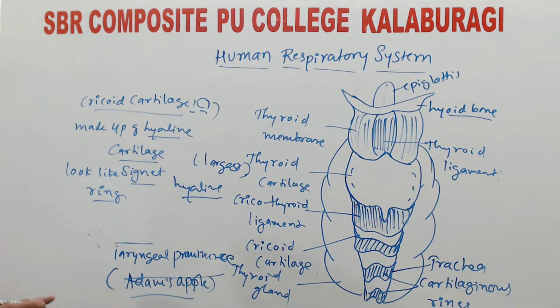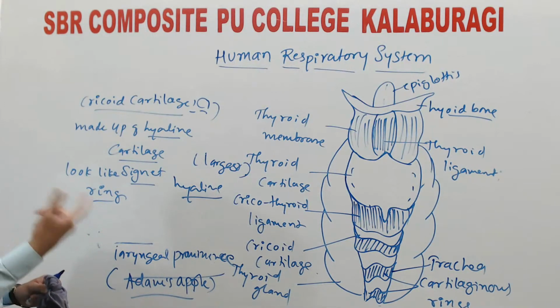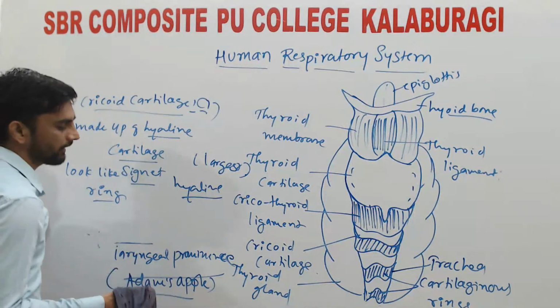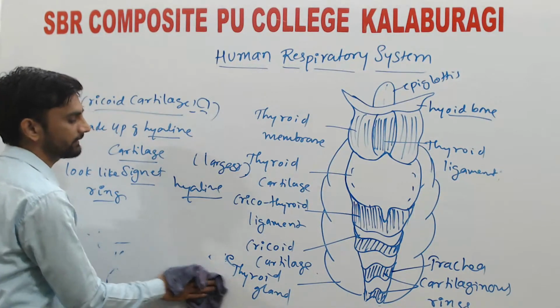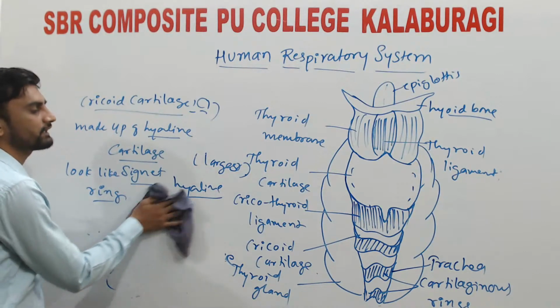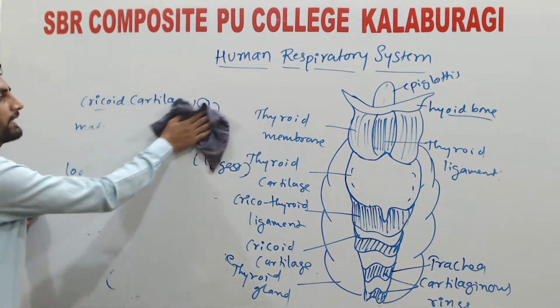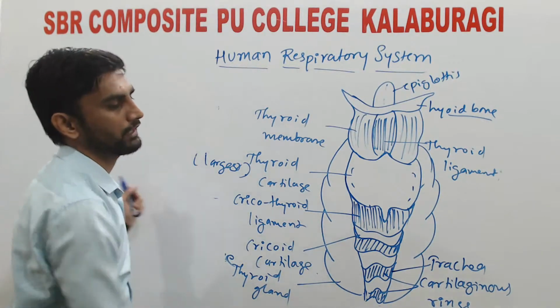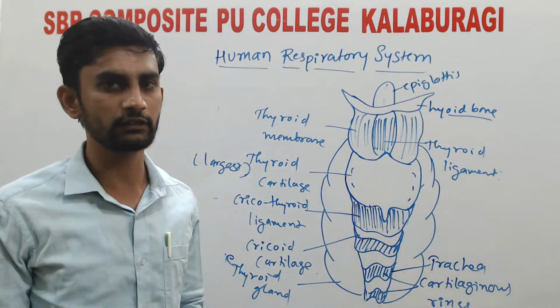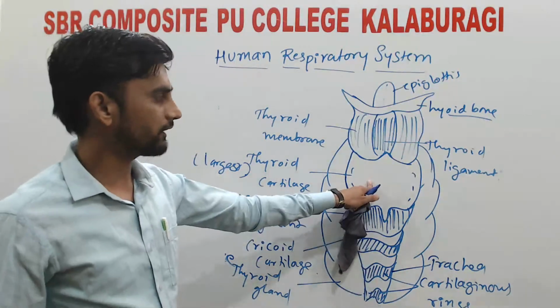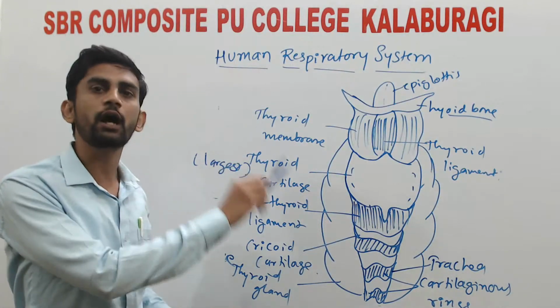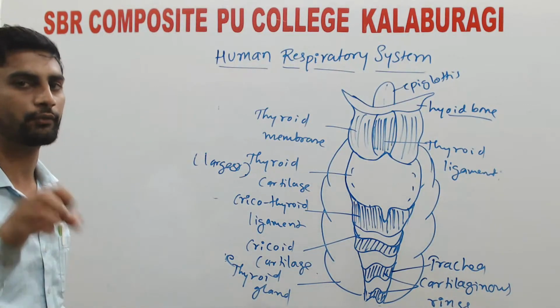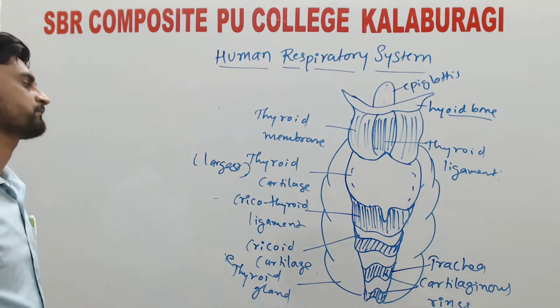So all three are over. These three are unpaired cartilages, and next are cuneiform, corniculate, and arytenoid. All three are paired cartilages. In total, 9 cartilages you will find in the larynx region. This is the structure of the larynx, including the thyroid cartilage. In most NEET examinations, they will ask which is the largest of the 9 cartilages. Thyroid cartilage is the largest among the 9. You have to concentrate on this point.